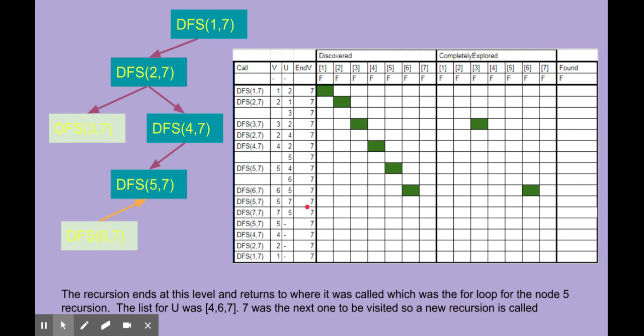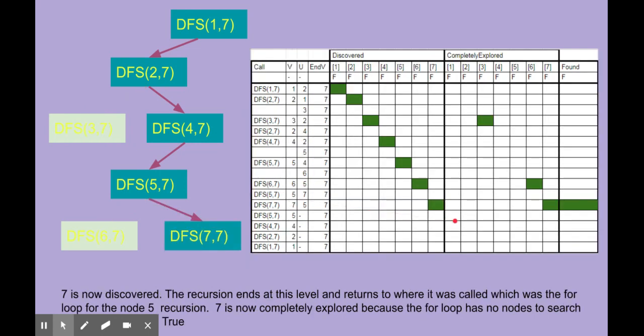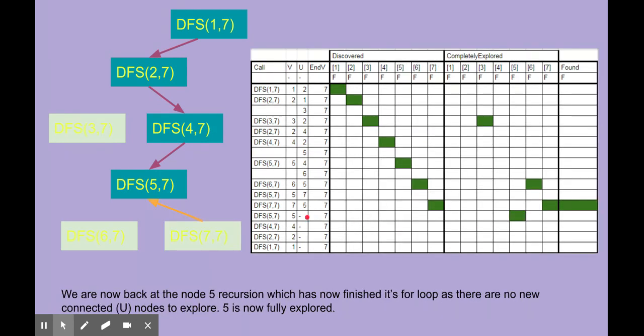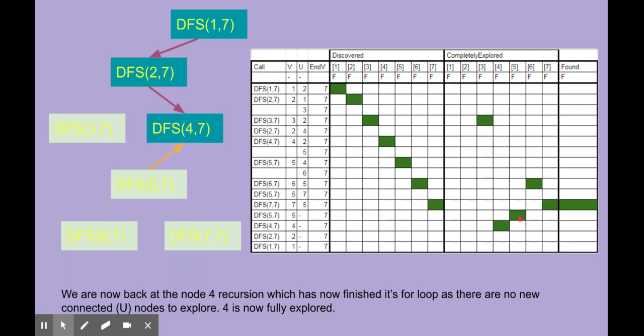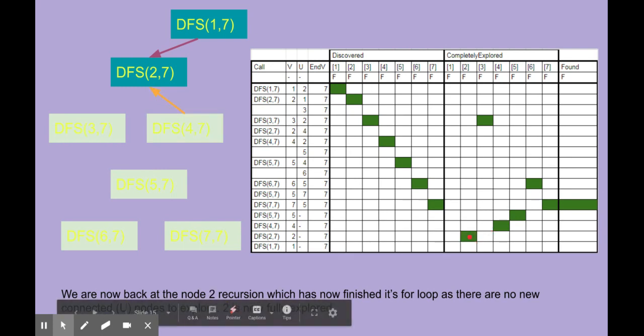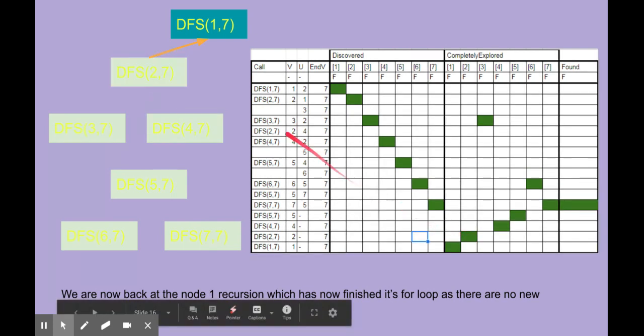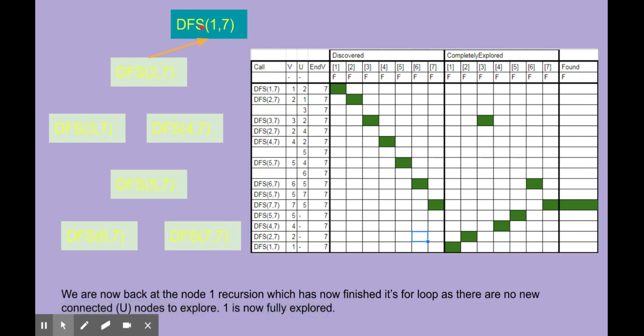So 5, 7, we're looking at position 7 here, so U becomes 7, and then 7 is discovered. 7 is completely explored because there's nothing connected to it. And then found becomes true. And what happens next is we then recurse back out. And as we're recursing back out, the completely explored boxes become filled in. And as you can see, we've got all the way back to the top recursion up here.